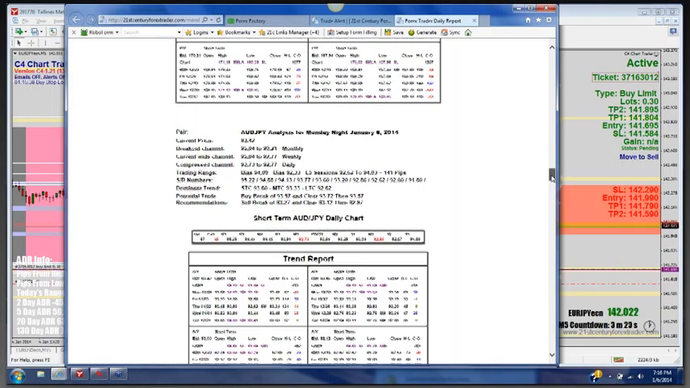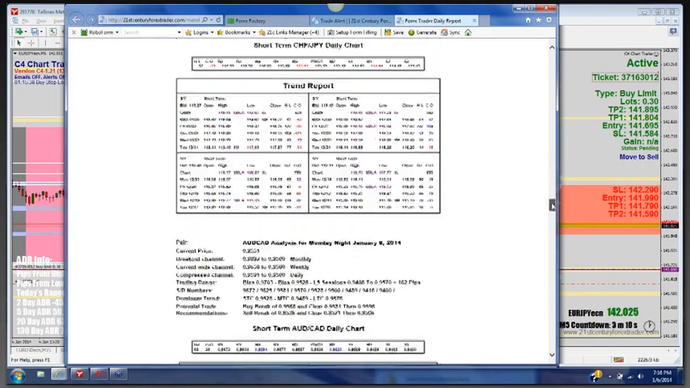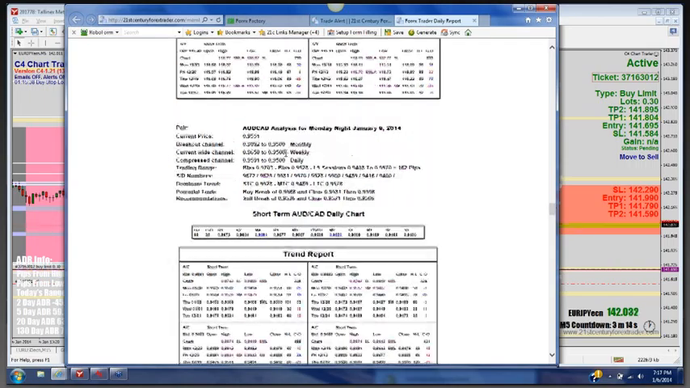Scrolling on down, 9,500 here on the Aussie CAD. Looks like we've got a key level lining up as a channel bottom. That's also a whole number, so that adds even a little bit more significance to that level.